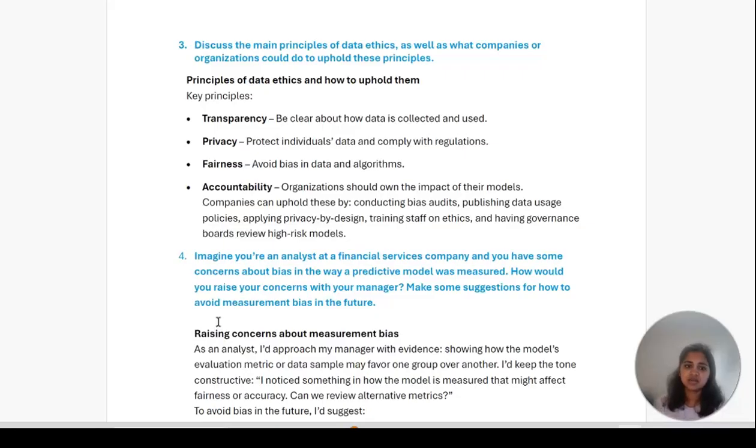Fairness means preventing bias in data and algorithms. Accountability means organizations should take responsibility for their outcomes. To uphold this, companies can do bias audits, publish data usage policies, apply privacy by design, train staff on ethics, and have governance boards review high-risk models.